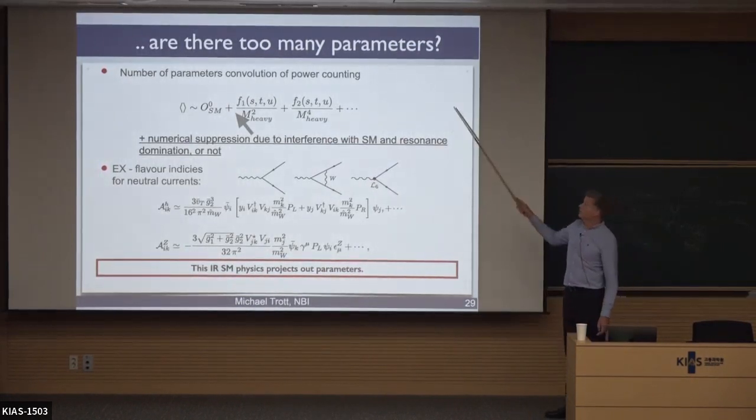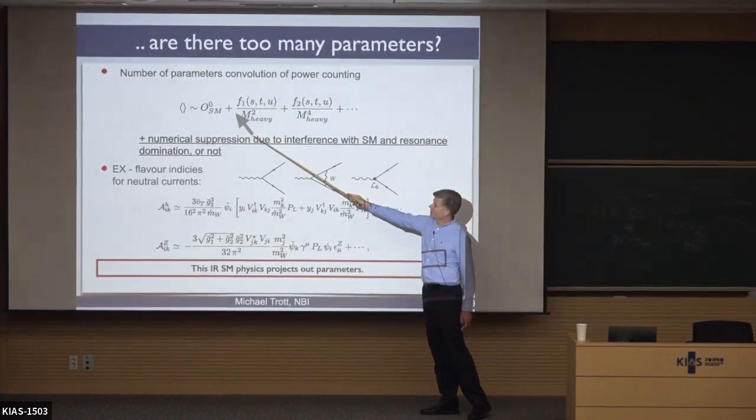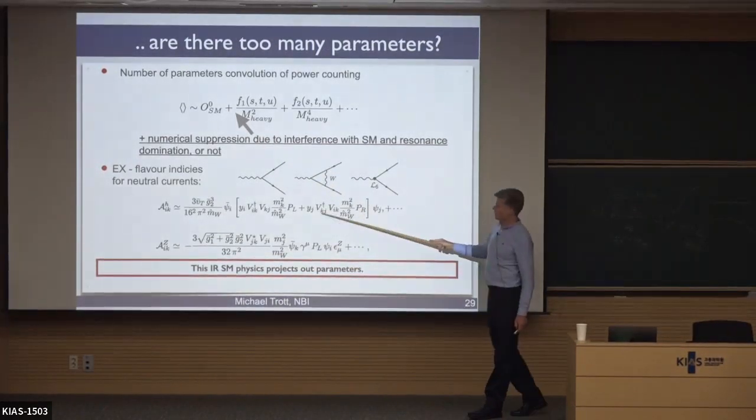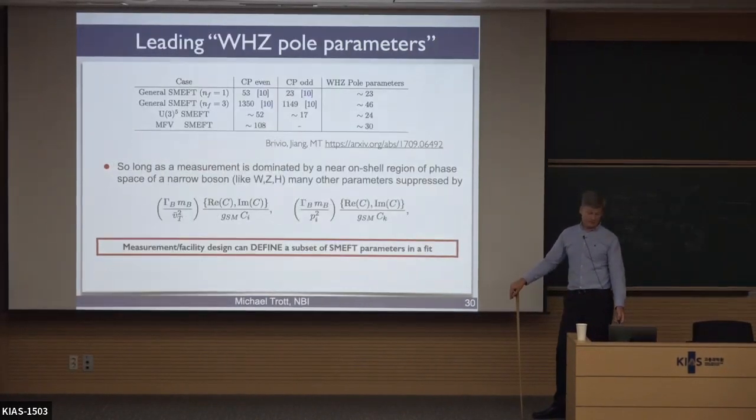Okay, so are there too many parameters? No, is the short answer. Because again, as I said over and over, there's a numerical expression, there's a projector effect because you're interfering with the standard model amplitude at dimension 6. Okay, we talked about these guys, and this is IR physics that projects out parameters. So it's really physics that we know.